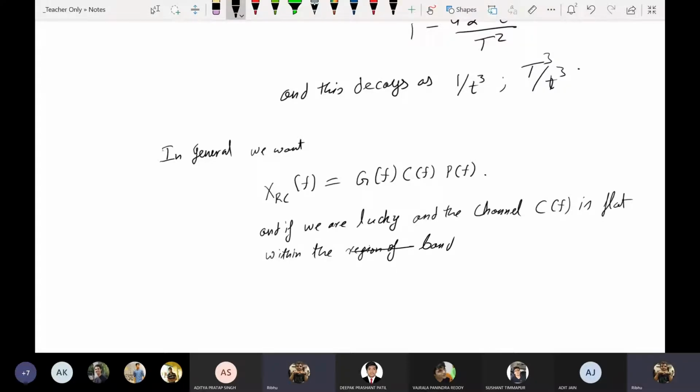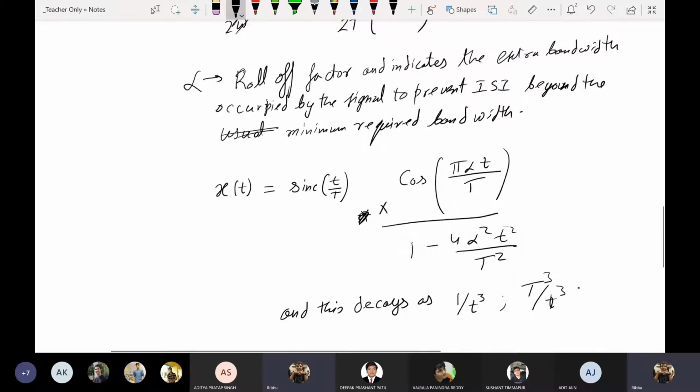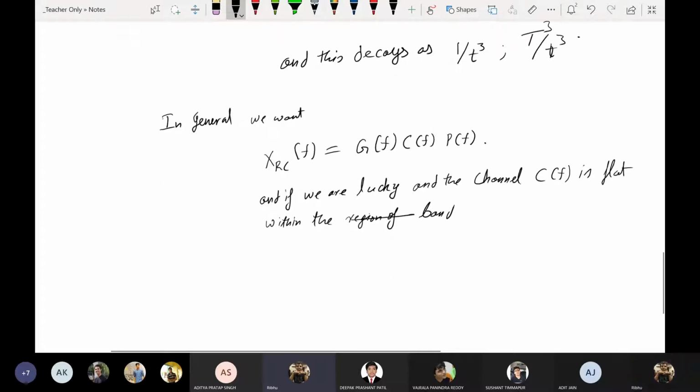You note that since this is being multiplied by sinc t over T, this will be 0 at all the places of interest. Because this entire thing will be 0 when sinc t over T will be 0, right? That is always there. But this will also be non-causal within the band of interest.